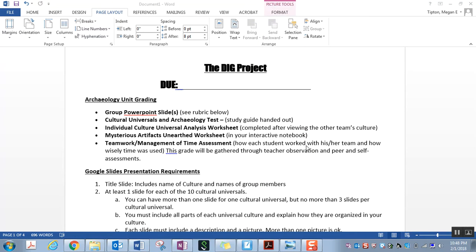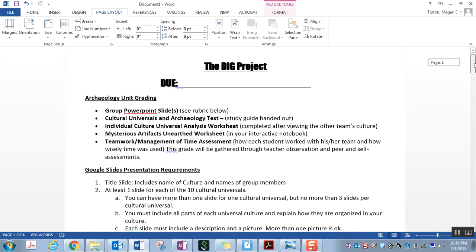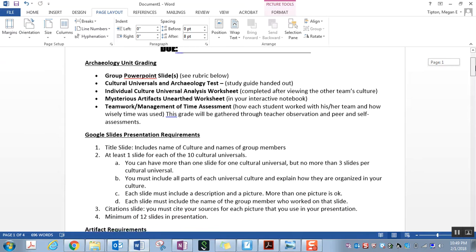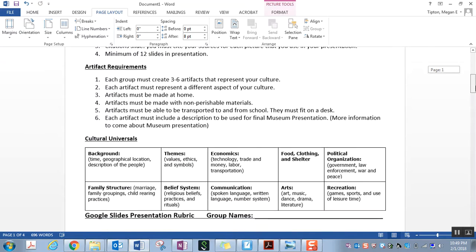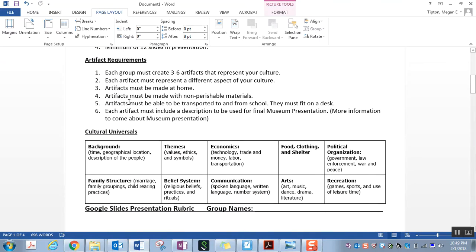This is the direction sheet and rubric that I put together for our DIG project back in November. Basically, this tells the kids what they needed to do, what was included in each of the slides for their presentation that they made, and also what their artifact requirements were.